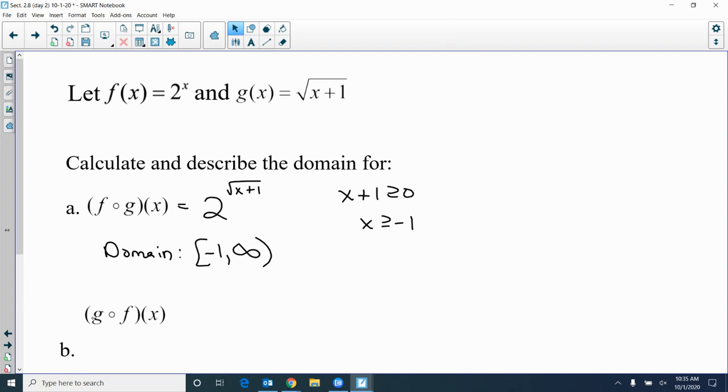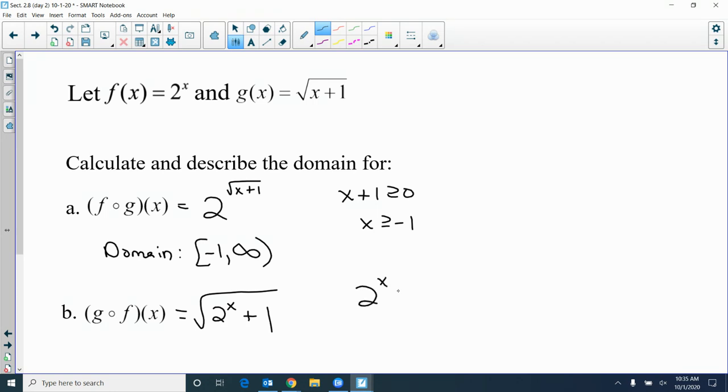All right, g of f of x. What's that going to look like? Take the f function, plug it in for x, so it's going to be the square root of 2 to the x plus 1. Now, the radical has to be positive. That means 2 to the x plus 1 has to be greater than or equal to 0. We've never algebraically done this, nor can we. So you've got to use a little common sense. You've got to think through this problem. Think about any x values. What happens when you plug in positive and negative x values to 2 to the x?